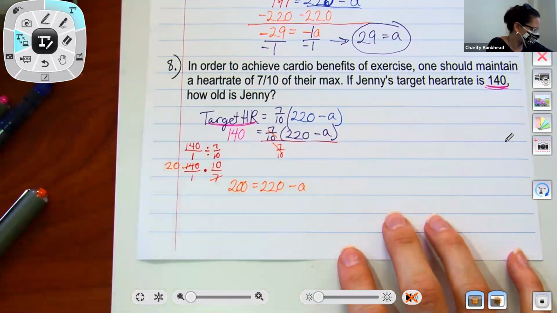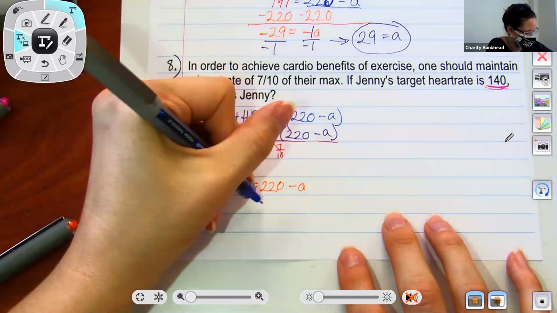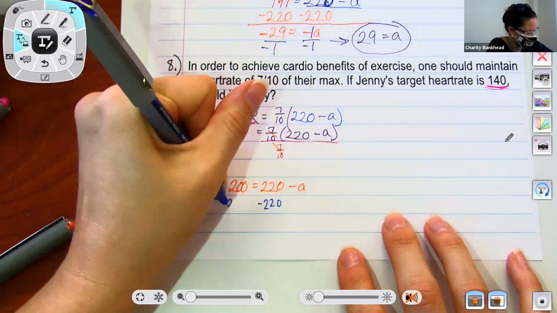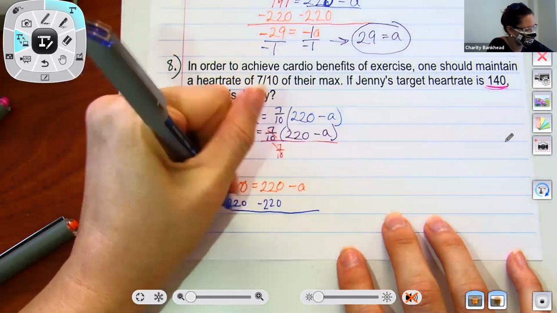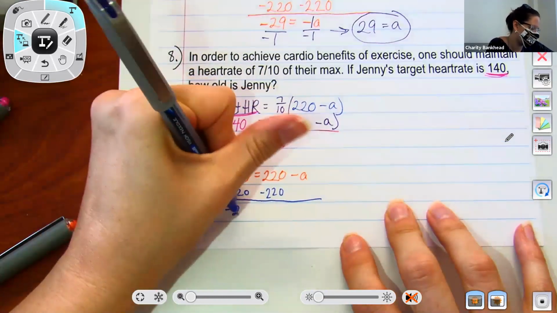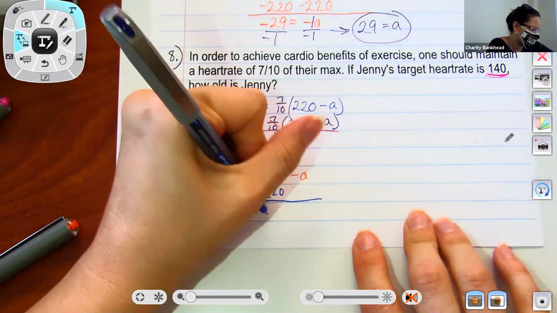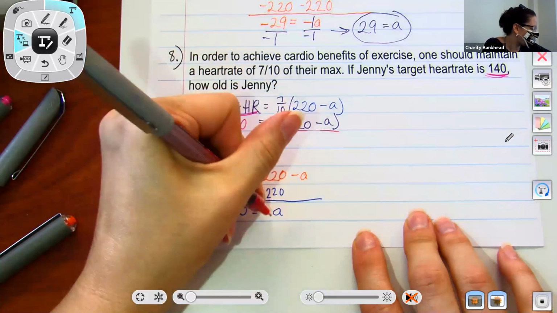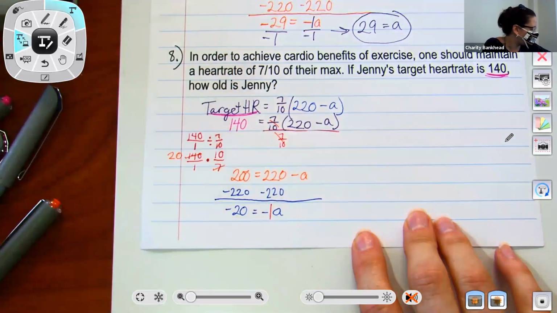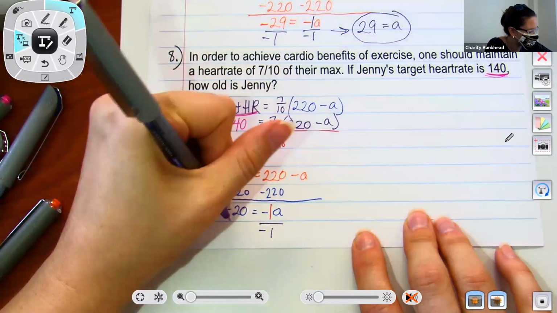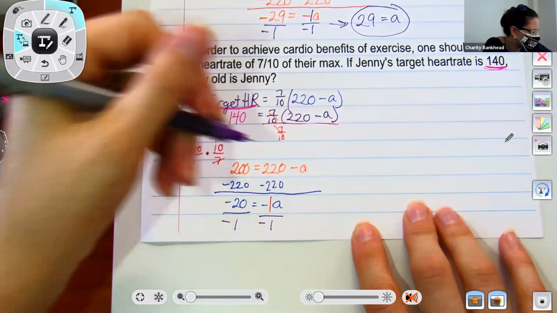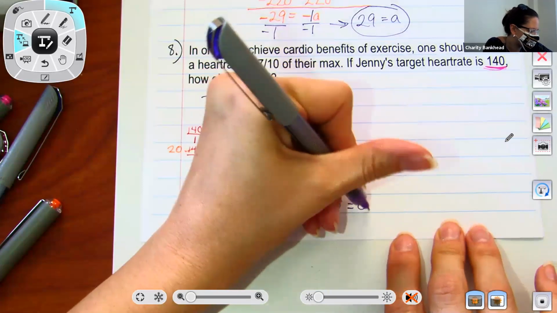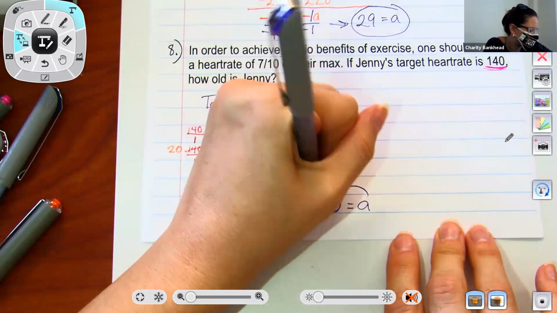And then we can just subtract 220 from both sides. So 200 minus 220 equals negative 20. So negative 20 equals negative A, which is the same as negative 1A. So divide both sides by negative 1. And that gives you 20 is equal to A. So Jenny is 20 years old.